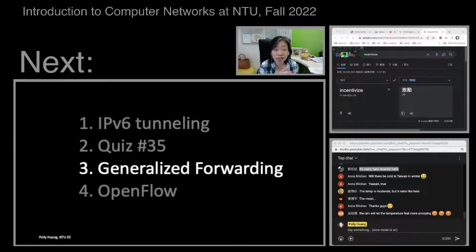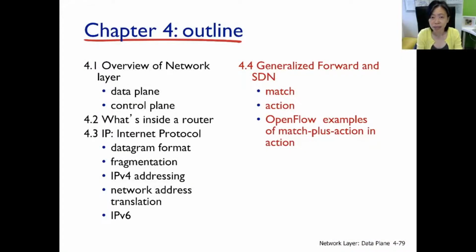And generalized forwarding, guess what? It's not just matching the destination address. It can be more general. You can match also the source address. You can match also the port number, which is not exactly level 3. It's not in the network layer at all. So very general type of forwarding. And here's the video. Last section in chapter 4, generalized forwarding and SDN.